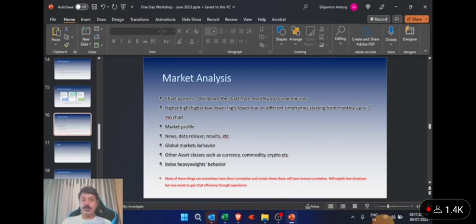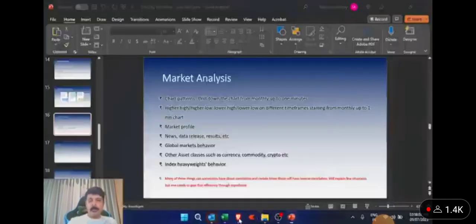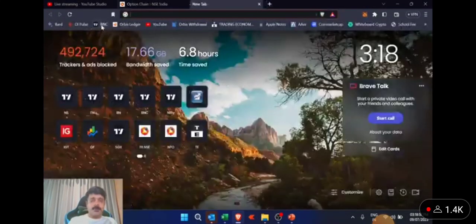And there are better qualified people who are specialized in each of these things so that you will get a better understanding. Since I am doing all of this, I may not be an expert in everything, but I consider everything and I give weightage depending on the situation. So here, chart pattern. I said I'm not using any indicator, but I'm using the patterns. So indicators and patterns are different. So I use the pattern. I drill down the chart from the monthly up to the 1 minute time frame to see the patterns. Probably I can go to TradingView. I can show you some of the chart patterns that I consider.